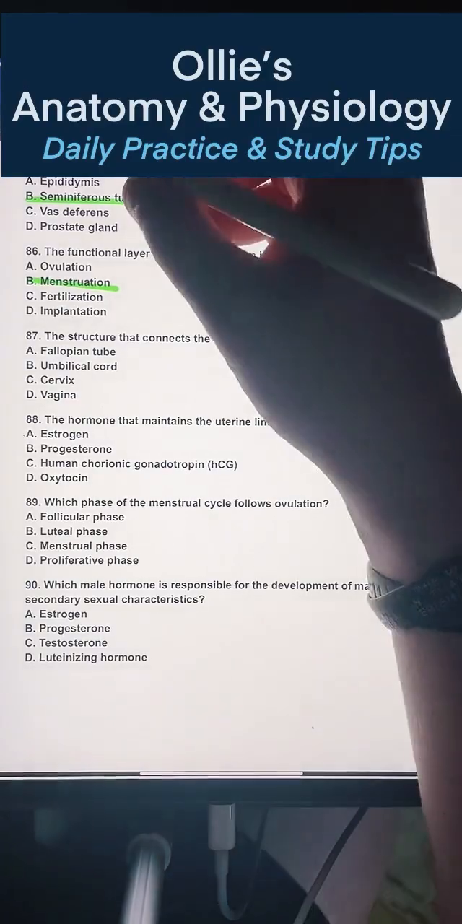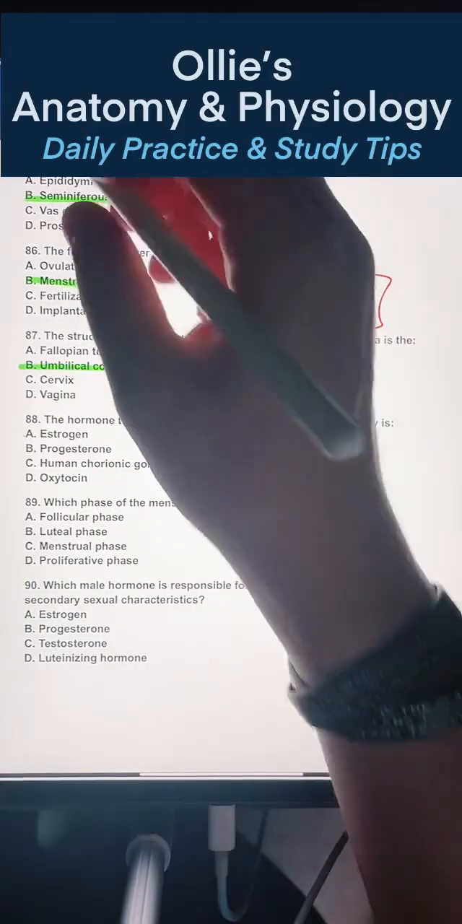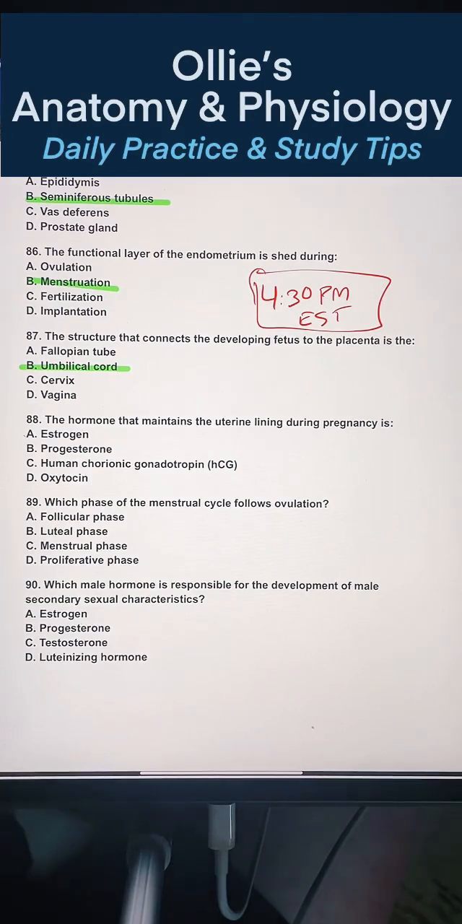87, the answer is B. It is the umbilical cord. The umbilical cord carries the nutrients and waste between the fetus and the placenta. And then the fallopian tube is the site of fertilization. Cervix and vagina are both part of the birth canal. There's no connection with that.